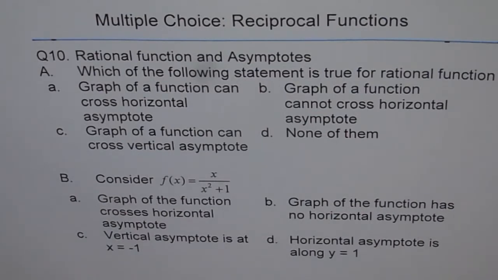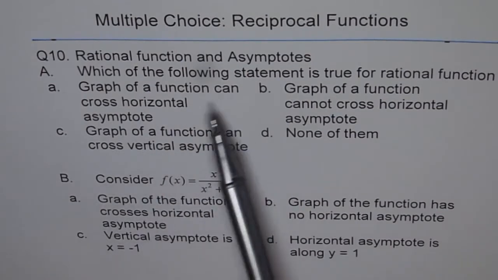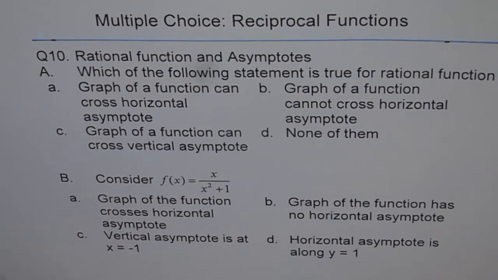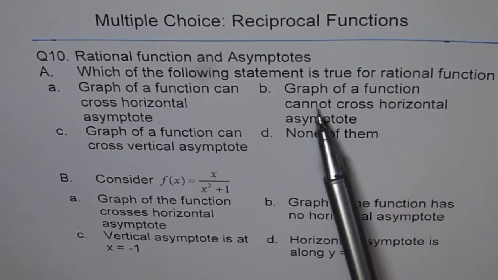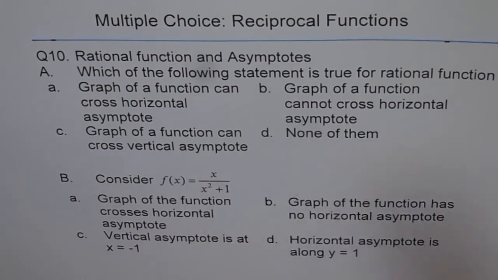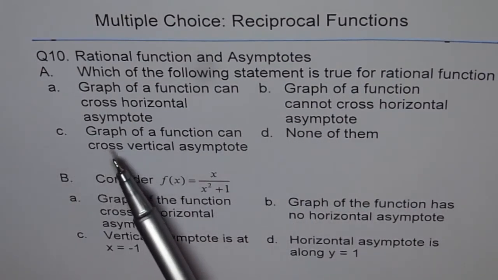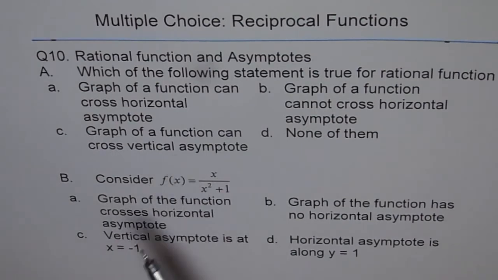Now question 10 is about rational function and asymptotes. So I have two questions here, and I've seen them in the test paper. So go through them very carefully. A. Which of the following statement is true for rational function? A. Graph of a function can cross horizontal asymptote. B. Graph of a function cannot cross horizontal asymptote. So one of them should be true, I think. C. Graph of a function can cross vertical asymptote, and D. none of them. So these are the choices. Make your selection.